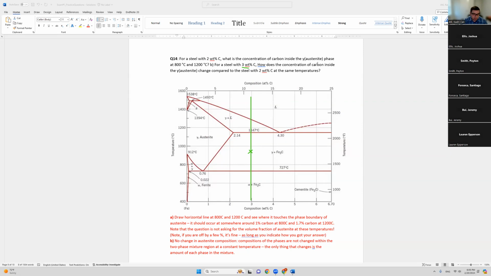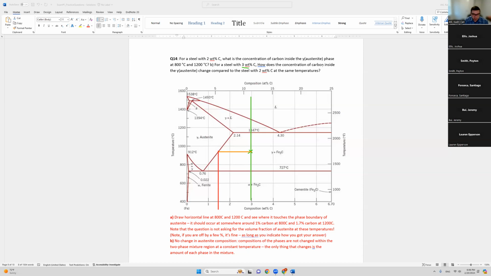So let me find the concentration of carbon inside the austenite phase at this point. We do that by drawing a horizontal line. When I draw the intercept here, this will be the concentration of carbon in the austenite phase. I draw this horizontal line, I look at this intercept at the austenite boundary, and it's about 1.5%, let's say. This is for a steel with 3 weight% of carbon.